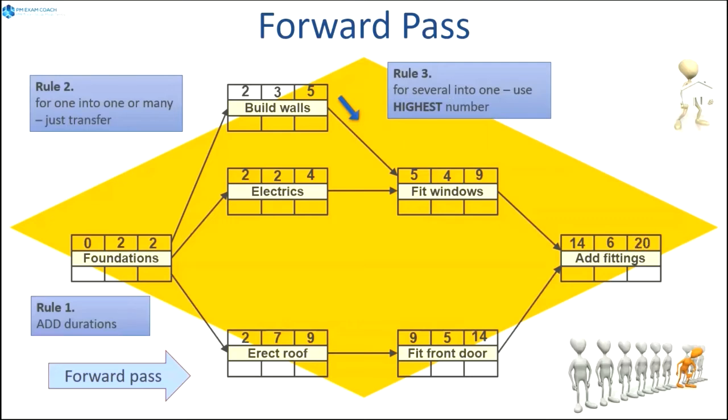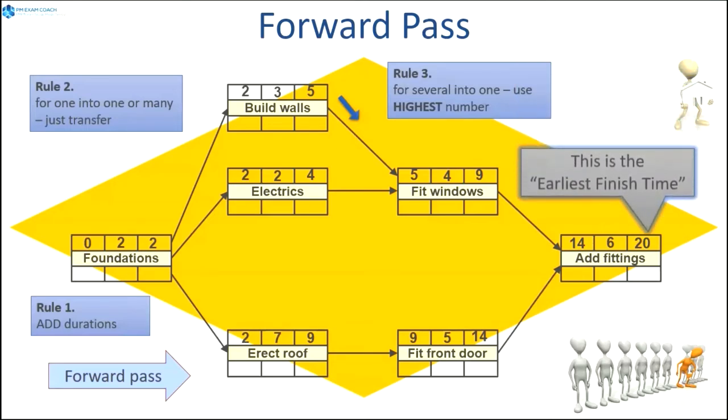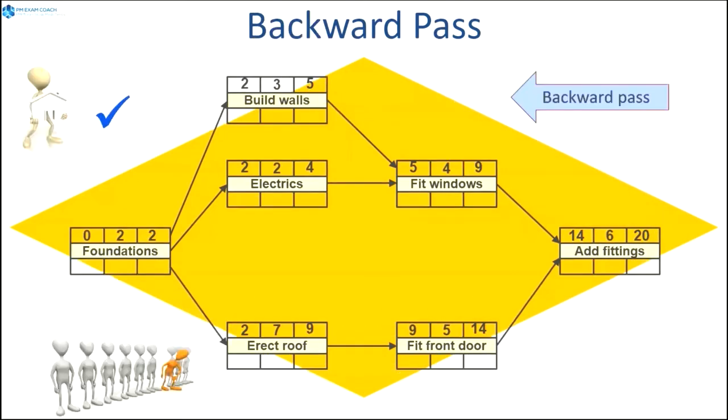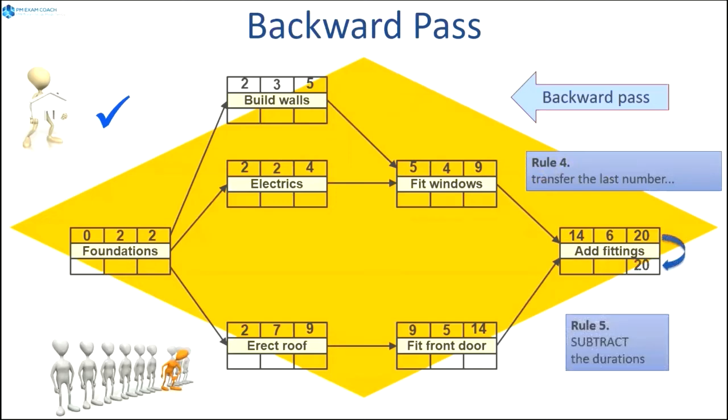Now we're ready to do our backwards pass because we know that 20 is the earliest finish time. All right, now for the backwards pass, let's take that 20 and transfer it down below and start subtracting the durations. Well, in this case, we wind up with 14 for add fittings. That's a critical path activity clearly. Early start and early finish are both the same. Same with late finish and late start.